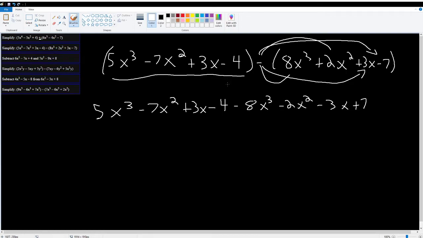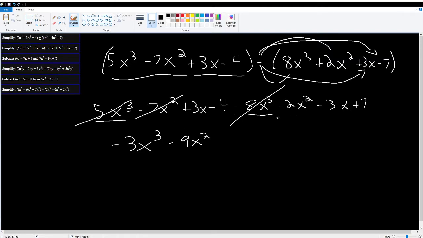Just like I said before, it's always a good idea to work from the highest degree, the highest exponents, to the lowest. The highest degree is cubes, so we'll do this first. We have negative 8x cubed and 5x cubed, which is negative 3x cubed. Cross it out once you're finished with them. The next highest power is the second, so negative 7x squared and negative 2x squared make negative 9x squared. Cross them out as you're finishing them.